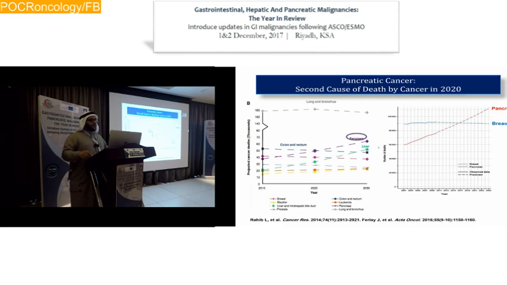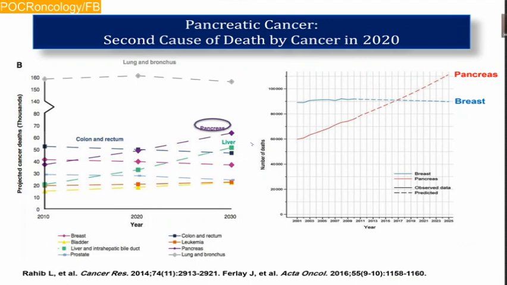As you can see, in comparison to breast cancer, where mortality is almost going to be stabilized in 2025, they expected that pancreatic cancer will go high in terms of mortality.